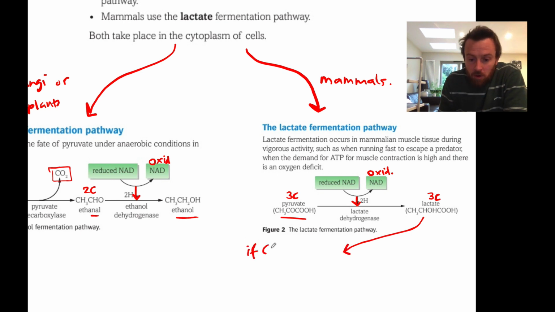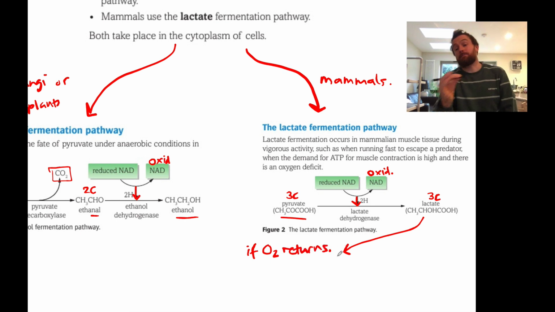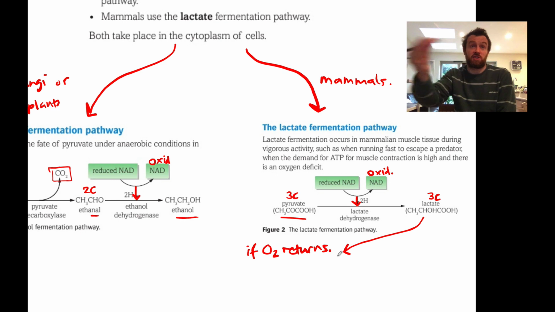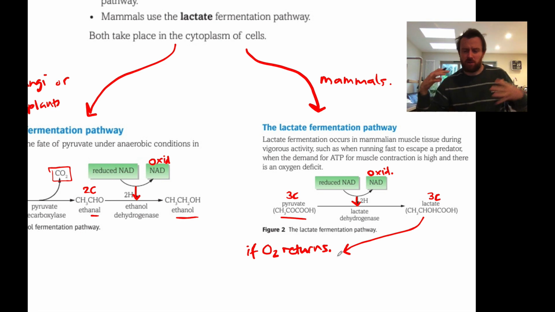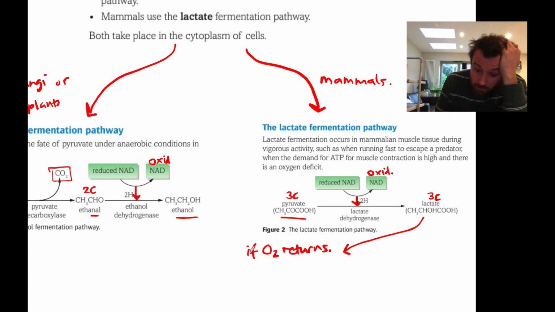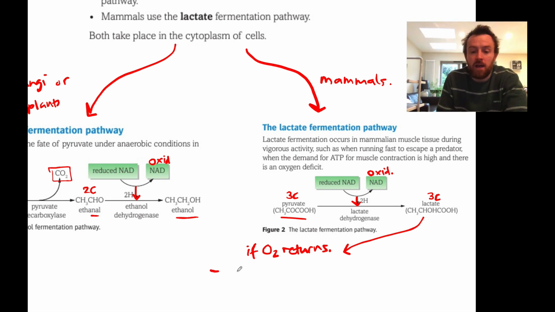So if oxygen returns, and in a mammal, it will, because if oxygen's not there, that's fatal. But if you just don't have enough oxygen temporarily, like if a muscle is working super hard so that it doesn't have enough oxygen to do all the respiration, it will shift into anaerobic respiration. Lactic acid or lactate will build up, causing a burning sensation in the muscles, but then it can be put into the Krebs cycle.